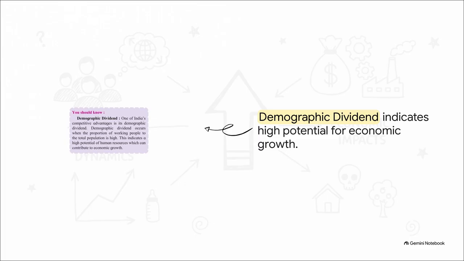A demographic dividend happens when a country's population structure shifts so that the proportion of working-age people is incredibly high compared to dependents, like young children or the elderly. When a country smartly invests in education, health, and nutrition for this massive working-age group, that sheer volume of human capital turns into a massive competitive advantage. It offers uniquely high potential for explosive economic growth.